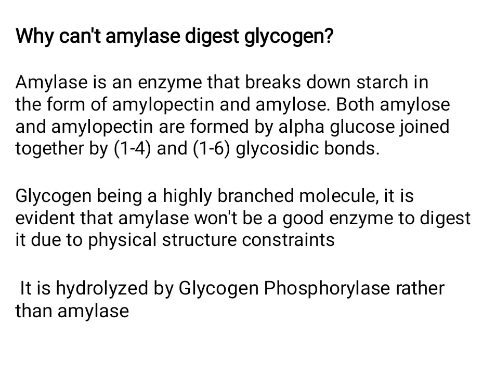Now a question may arise: why can't amylase digest glycogen? Amylase is an enzyme that breaks down starch in the form of amylopectin and amylose. Both amylose and amylopectin are formed by alpha glucose joined together. That means the glycosidic linkage is alpha 1,4 and 1,6 glycosidic bonds. Glycogen being a highly branched molecule, it is evident that amylase won't be a good enzyme to digest it due to physical structure constraints. Because of the physical structure, glycogen is very highly branched. That's why amylase can't digest glycogen.